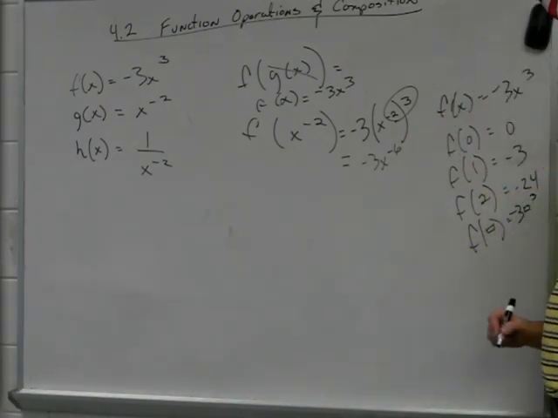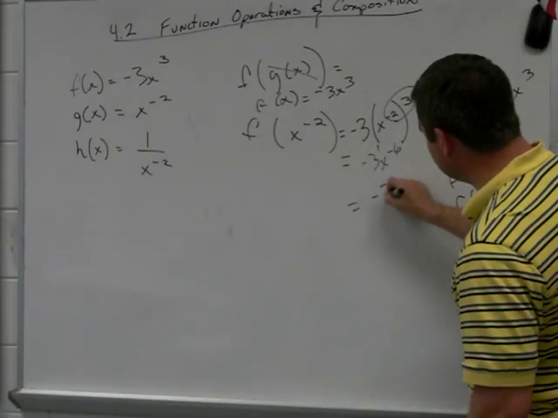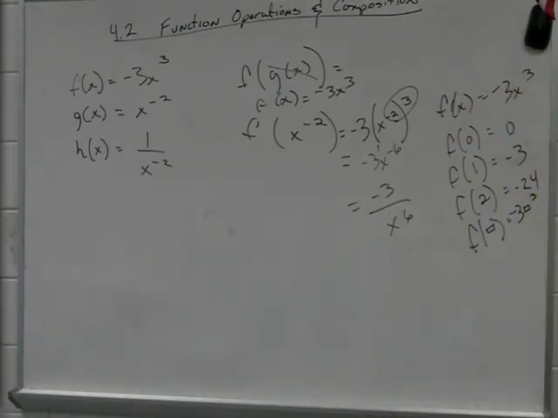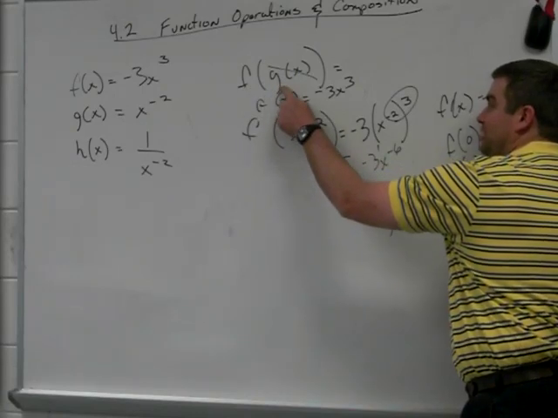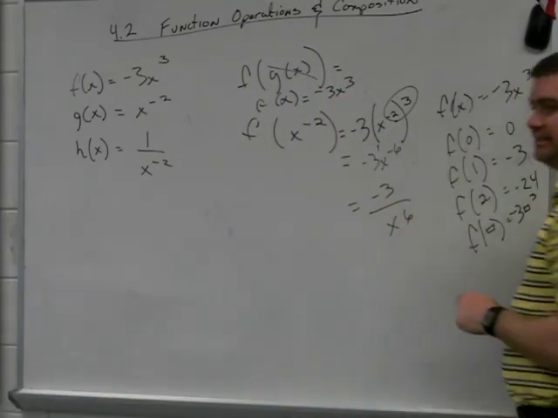Then what? What has to go down below? x to the negative 6. How about the 3? What happens to it? It stays the same. Why does it stay put? Because its exponent is positive 1. So my answer, guys, to this entire question is negative 3 over x to the 6th. Okay? That is what f of g of x equals. Negative 3 over x to the 6th.